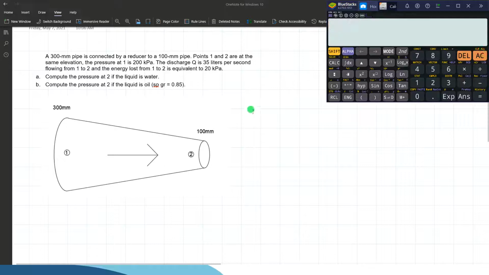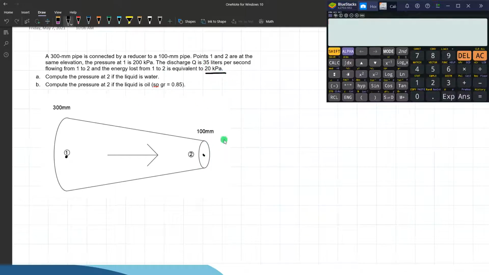Example number 1, we have here a 300 mm pipe connected by a reducer to a 100 mm pipe. Points 1 and 2 are at the same elevation. Okay, point 1, this is point 2. And the energy lost from point 1 to point 2 is equivalent to 20 kilopascal. Compute the pressure at point 2 if the liquid is water.